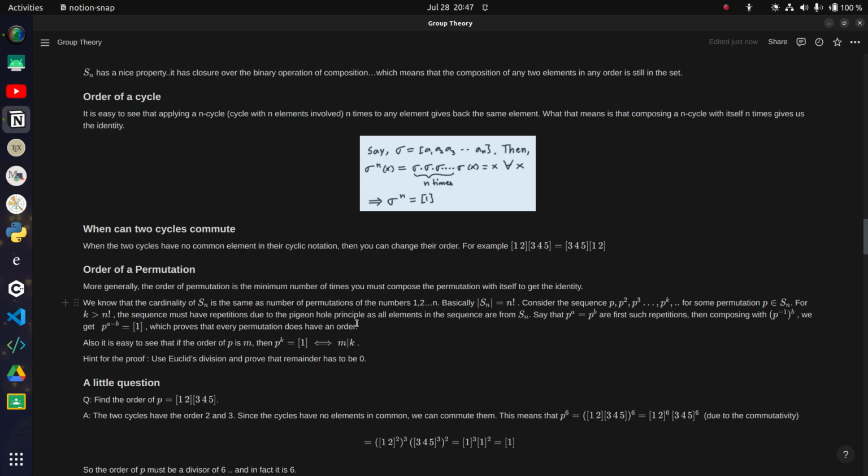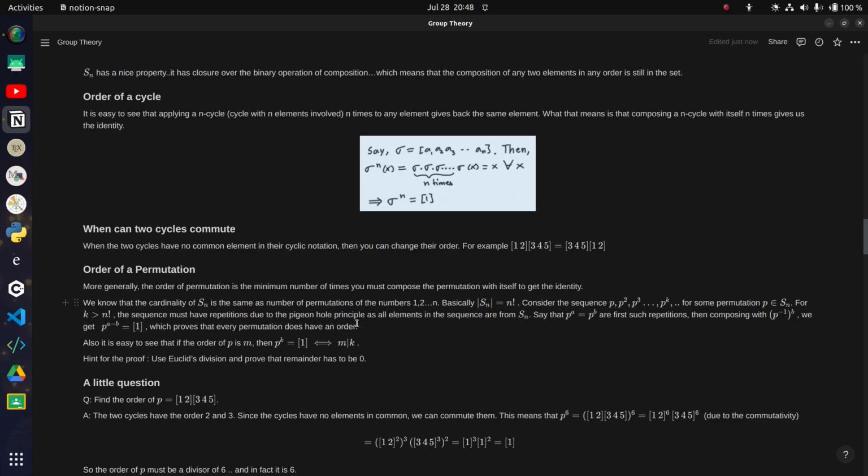Now consider the sequence p squared, p cubed, till p to the power k for some permutation p, which is a part of Sn. For k bigger than n factorial, by the pigeonhole principle you will have two elements in this sequence which are the same. It has to happen because of the pigeonhole principle. Say these elements are p^a and p^b. Then you can apply p inverse to the power a, because p inverse is in your Sn, and p inverse to the power a is also there by closure.